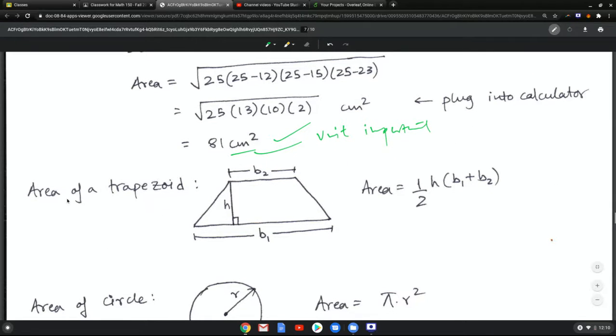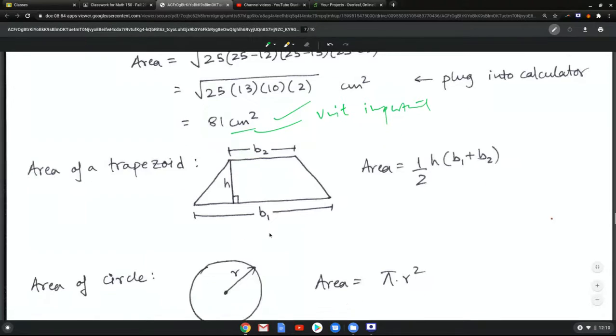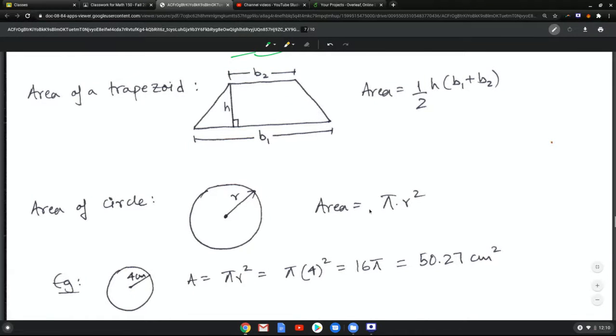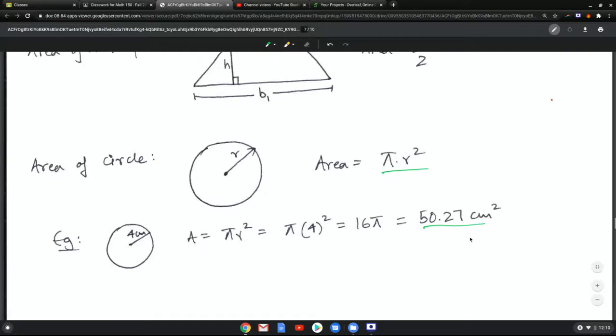The last two formulas are area of a trapezoid. Remember, this was a shape we saw in the previous video. It's 1/2 times the height and the sum of the two bases. And then area of the circle is again special. It's just pi r squared. For example, if you have a circle with radius 4 centimeter, it's pi r squared, which is 16 pi, and you plug it into the calculator. Round it to hundredths to get 50.27.